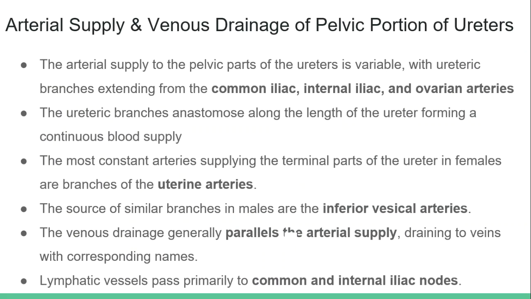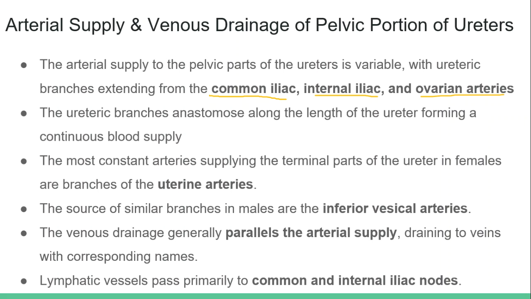We shall look at the arterial supply and venous drainage of the pelvic portion of the ureter. The arterial supply of the pelvic parts of the ureter is variable, with ureteric branches extending from the common iliac artery, internal iliac and ovarian arteries. The ureteric branches anastomose along the length of the ureter, forming a continuous blood supply.